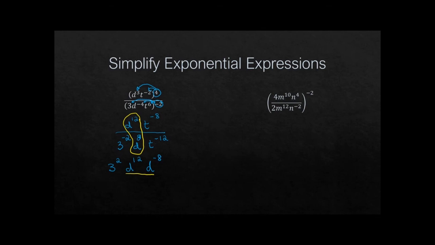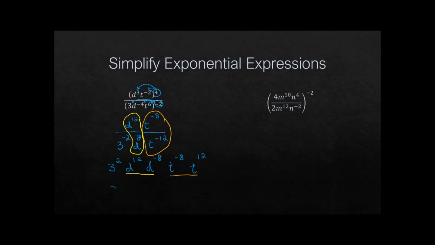And then I can do the same thing with the t. So on the top I have t to the negative 8, and then I have a t to the negative 12, so that becomes a positive 12 when we flip it. So these give me this. I'm just rewriting everything, so now it's all in the same line. And then we're going to basically simplify.